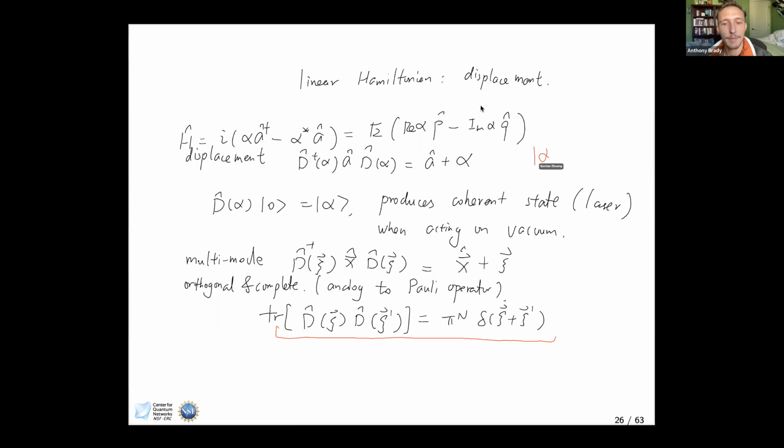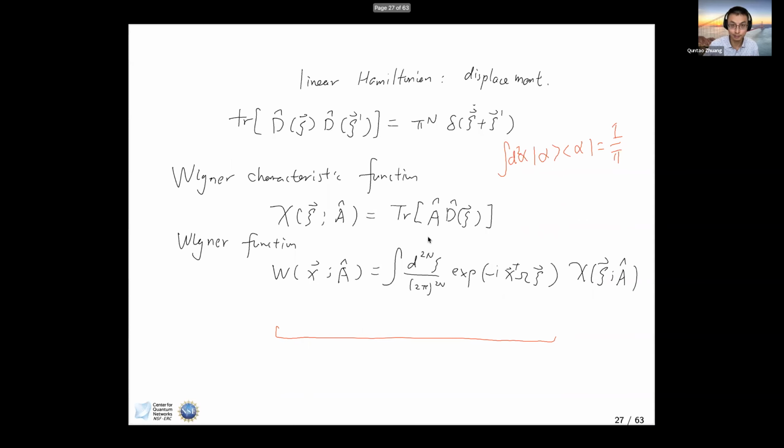Yeah, that's an overcomplete basis of states. It's overcomplete because they resolve the identity, like what Quntao just wrote, but the alphas are not orthonormal. Yeah, so alpha and beta are not orthogonal to each other, but the operators are orthogonal to each other, just like right down here, that's a delta function. So in some sense, yeah, they are complete and they are orthogonal, but not orthogonal in the sense of states.